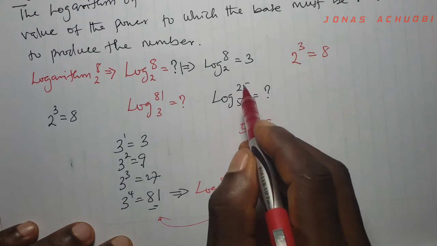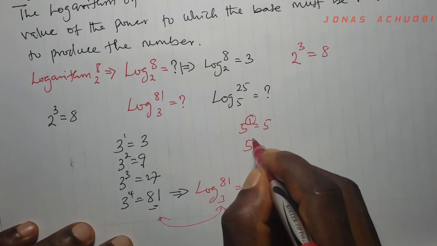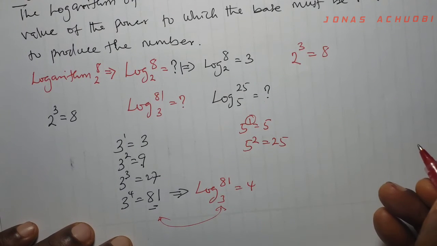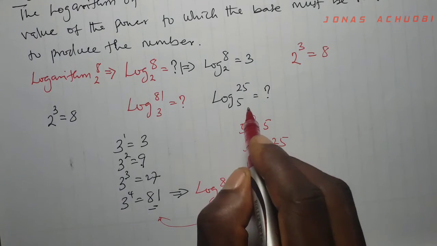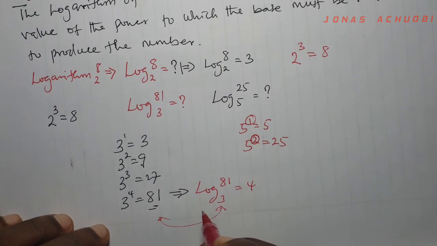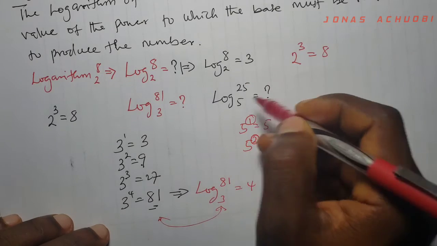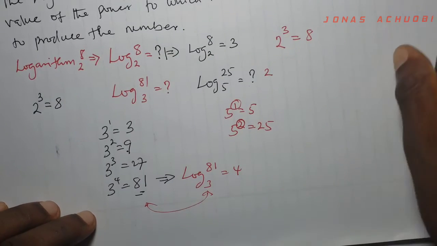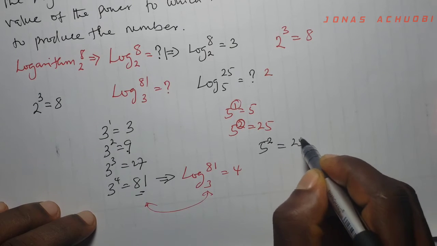So the log of 25 base 5 cannot be 1. I'm trying another number: 5 raised to the power 2 is 25. Since I have 25 here, it means I have to raise this base, 5, to the power of 2 to get 25. Since that has happened, it simply means that the logarithm of 25 base 5 is 2. So 5 raised to the power 2 is 25.